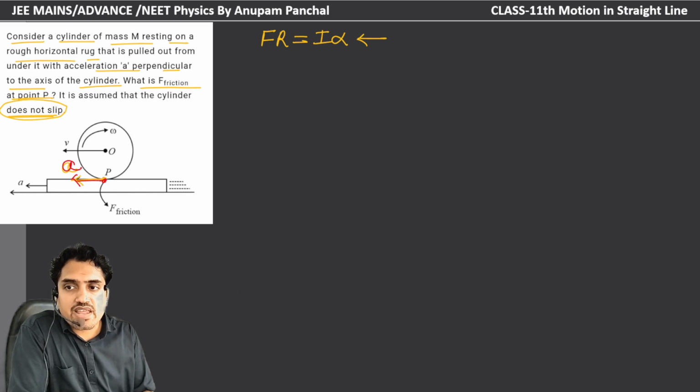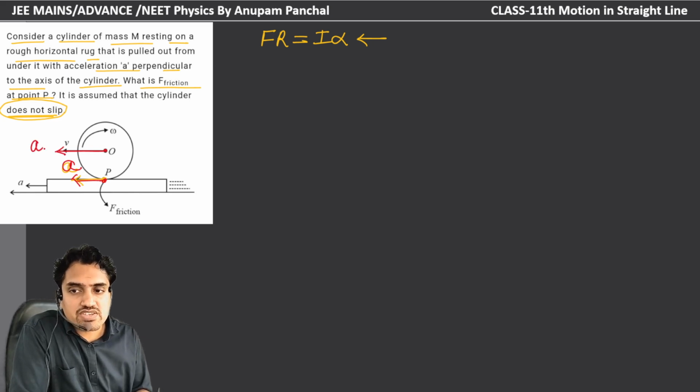Now, in the cylinder, let us consider the acceleration of the center of mass. Definitely it will be in the opposite direction. So this is the acceleration of the center of mass with respect to ground, and the acceleration of point P with respect to ground is a, given.